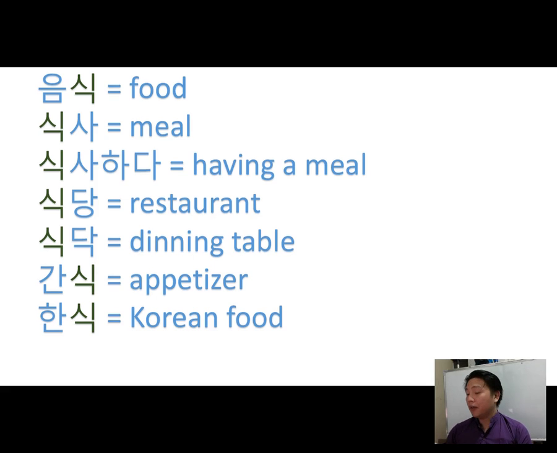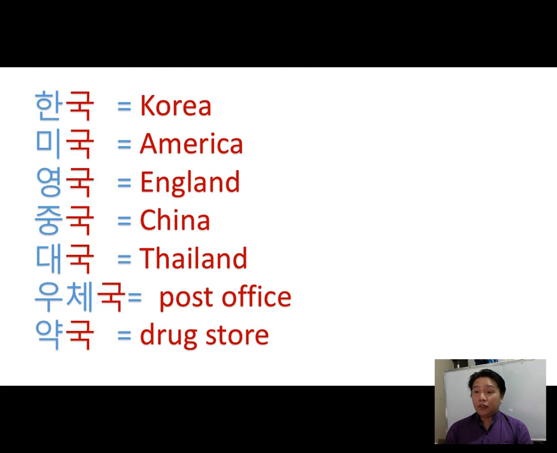Another one, of course, yung hanshik kinuha dun sa word na hanguk. The hanguk is kung saan nyo gustong magtrabaho at pumunta, even ako gusto ko pumunta dyan sa Korea. We call America miguk, England yeongguk, China junggguk, Thailand taeguk. We also have the words uchegguk and yakguk for the post office and pharmacy. Sabi sa dictionary, the guk is appearing as nation. For me, something like place.